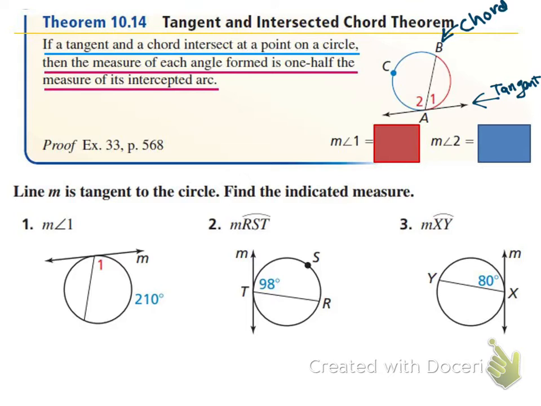So in one color, go ahead and highlight angle 1. In the same color, highlight its intercepted arc. An intercepted arc is an arc between two rays. So in this case, this arc is between the chord and the tangent. There's a half and double relationship formed. The same thing with angle 2. Go ahead with your second color, highlight angle 2, and highlight its intercepted arc.